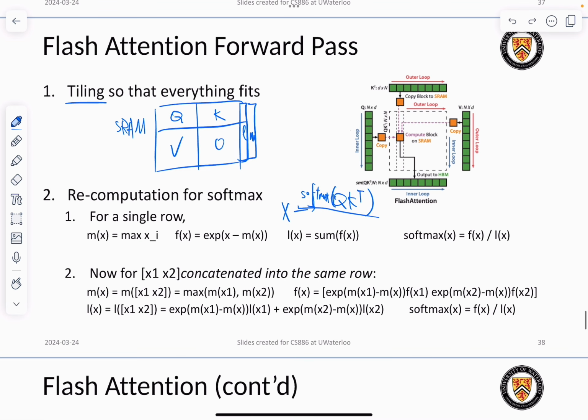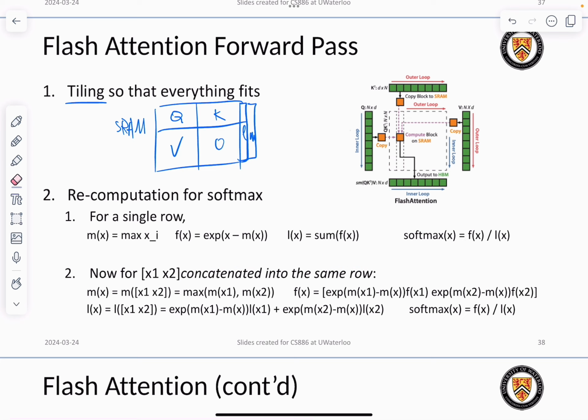Suppose that this matrix was only a single vector. What we want to do is take the exponential, and then we subtract by the maximum. And then we divide it by this L, which is the sum across all of them. This is L. And that's basically our end goal.